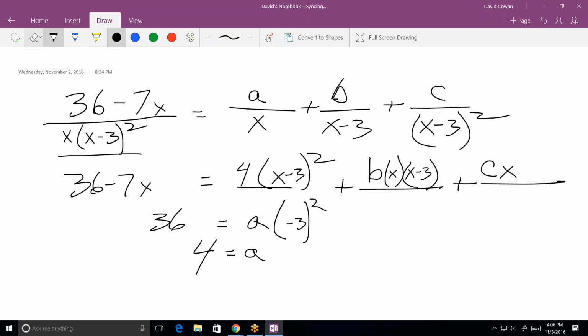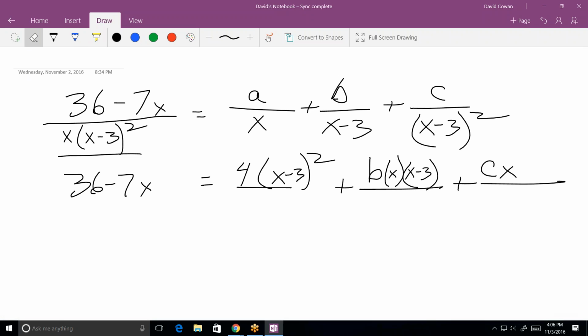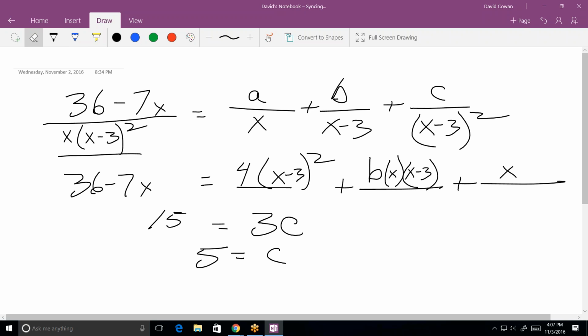Now, what's another thing that we could let x equal that would rid us of some of these terms? 3. Good. That'll take care of this first term and the second term, and we'll end up with 3 times c equals 36 minus 21, which is 15. This is actually the preferred method if you can pull it off. So c is 5, so let's go ahead and put that in there.